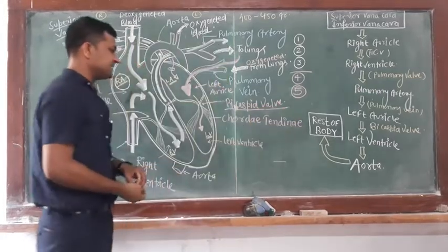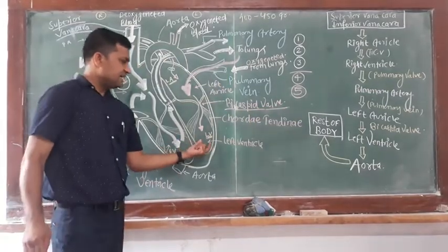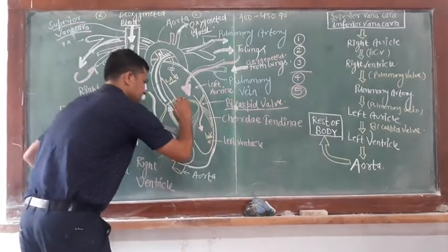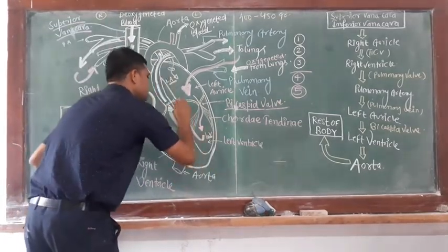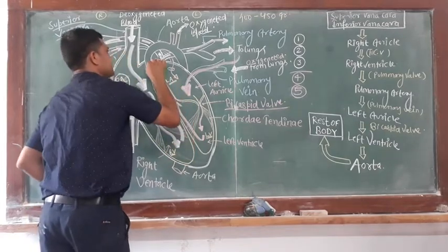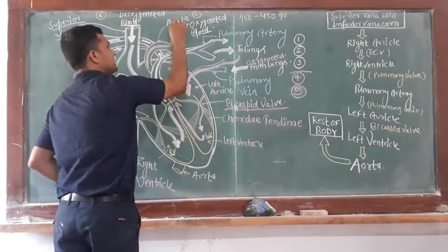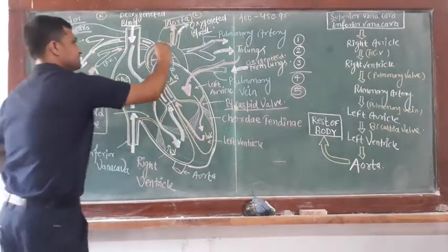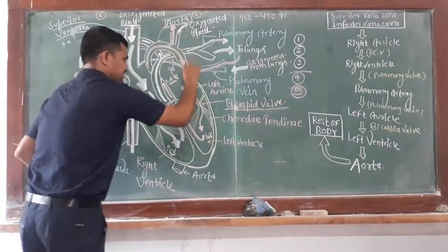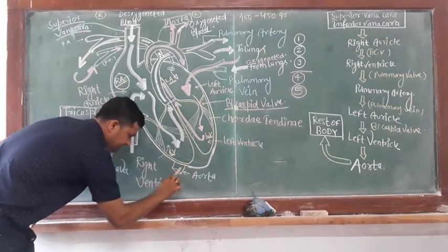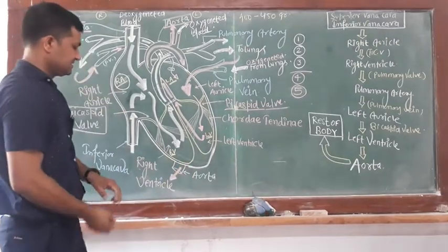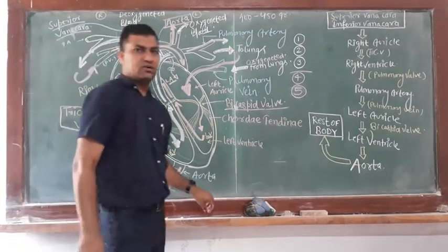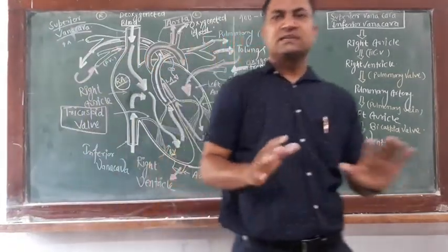The oxygenated blood from the left ventricle goes to the aorta. Left ventricle to aorta, moving into the body, upper side and lower side. The aorta goes into the complete body. Oxygenated blood goes into the complete body.